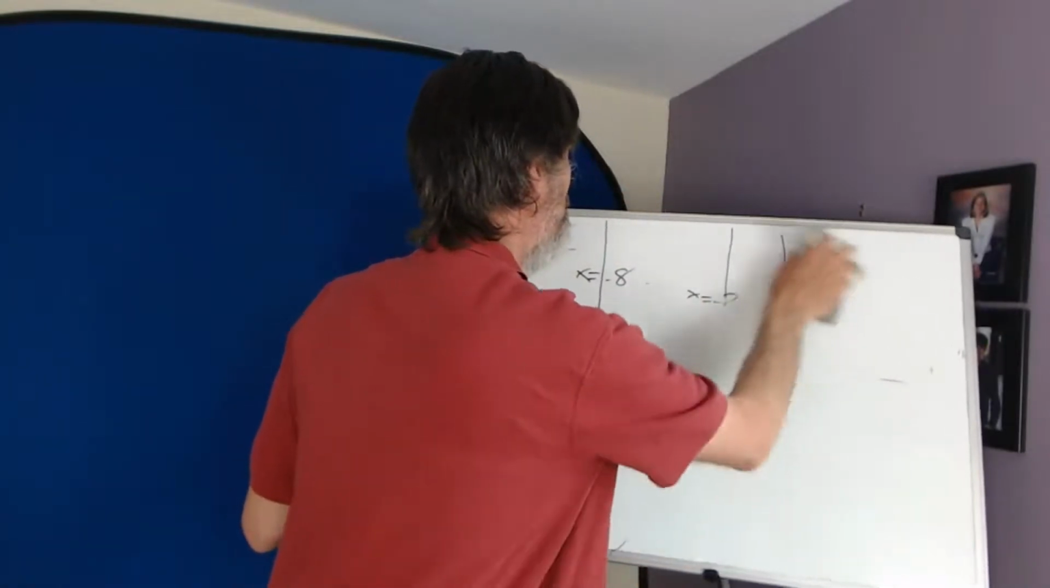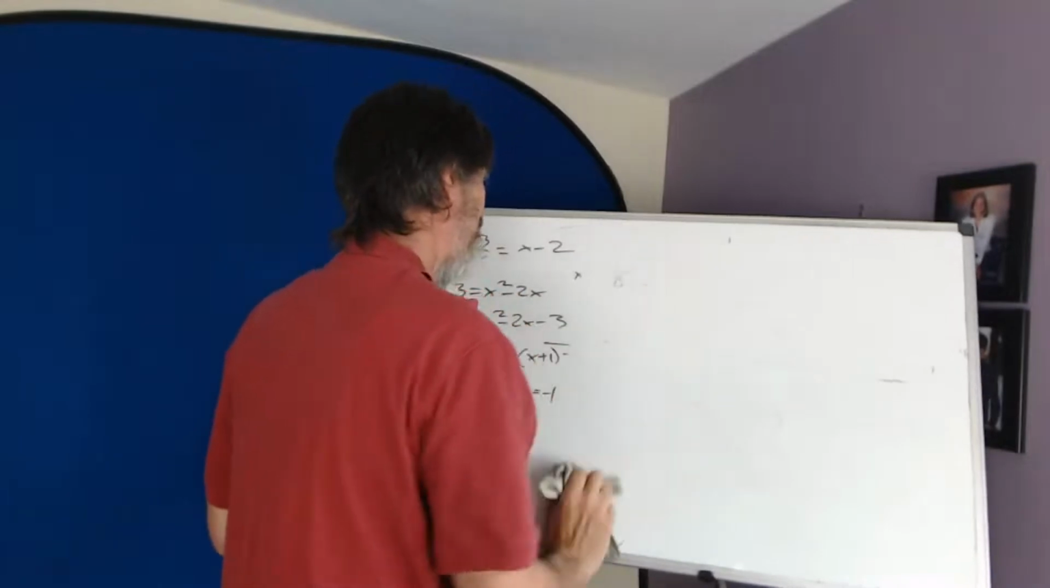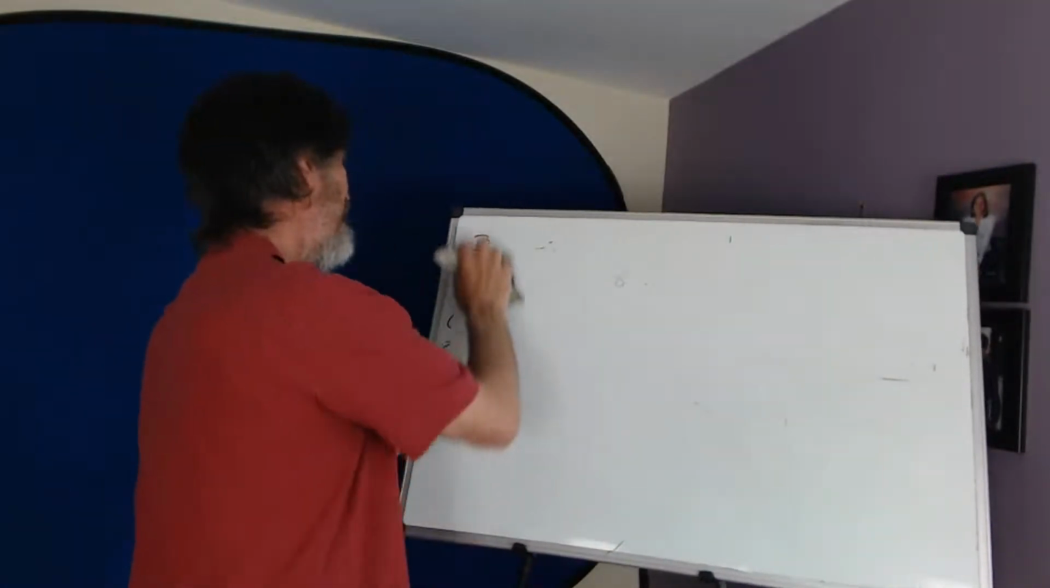So now we know we are set. We have the 2 fences. We have x is negative 8. We have x is negative 2.